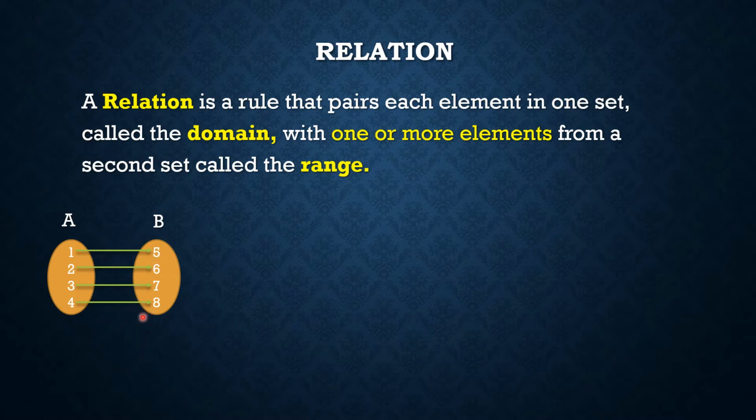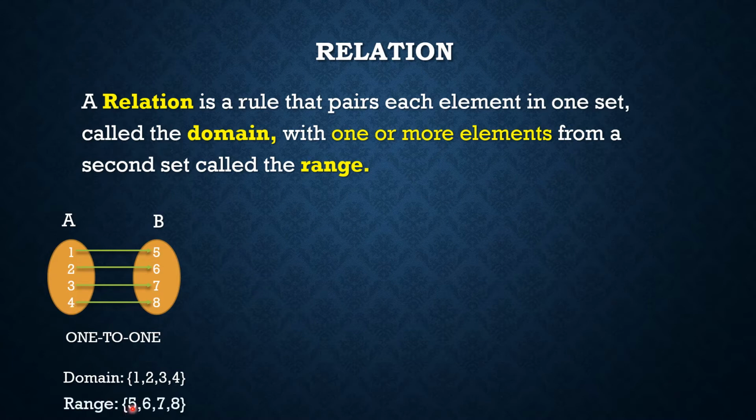So, makikita natin dito sa mapping diagram that this relation is a one-to-one relation. Dahil ang bawat element ni set A ay nakamap sa nag-iisa o unique element ni set B. So, si 1 nakamap kay 5, si 2 nakamap kay 6, si 3 nakamap kay 7, si 4 nakamap kay 8. So, this is called a one-to-one relation. At tulad ng sinabi natin, lahat ng naka-set A, yun yung domain natin. So, ang domain natin for this particular mapping diagram ay 1, 2, 3, and 4. At ang range naman natin ay si 5, 6, 7, and 8.